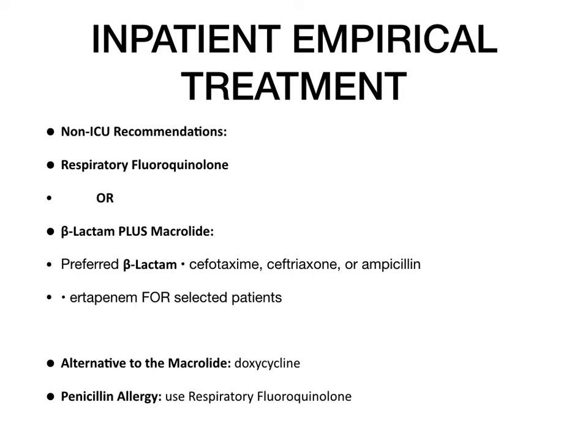Now we are going to describe the set of patients who need inpatient empirical treatment for community-acquired pneumonia. If these patients do not need ICU admission, they can be treated with a respiratory fluoroquinolone or a beta-lactam plus a macrolide. Preferred beta-lactams are cefotaxime, ceftriaxone, or ampicillin. In certain patients, ertapenem can be given. In patients with penicillin allergy, they can be treated with respiratory fluoroquinolones, including moxifloxacin, levofloxacin, or ciprofloxacin.